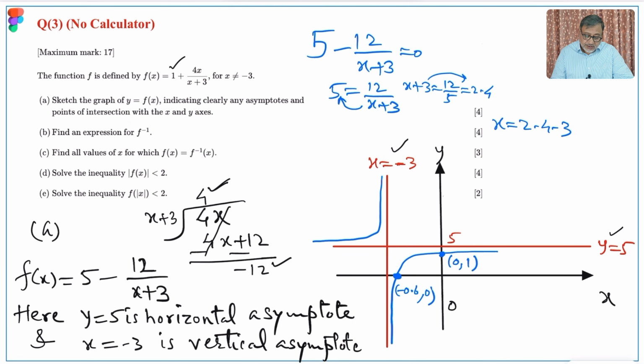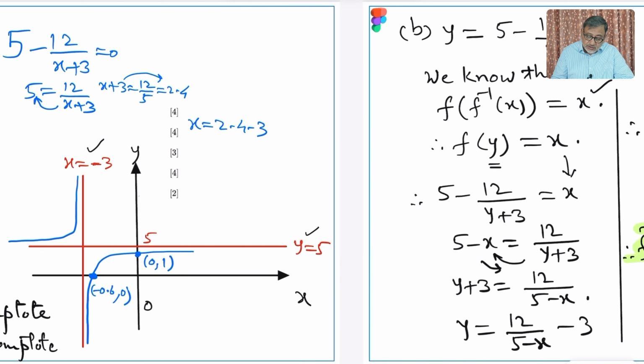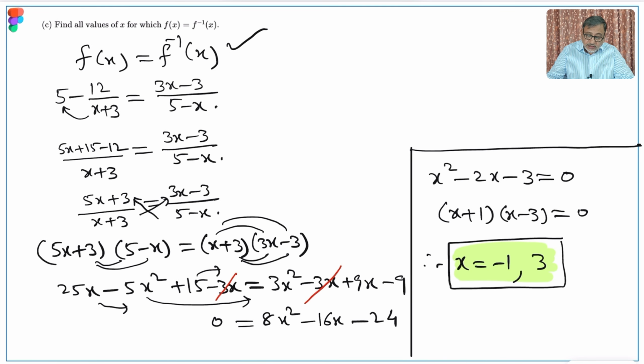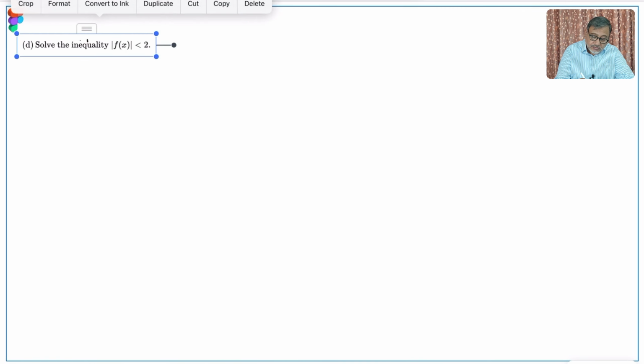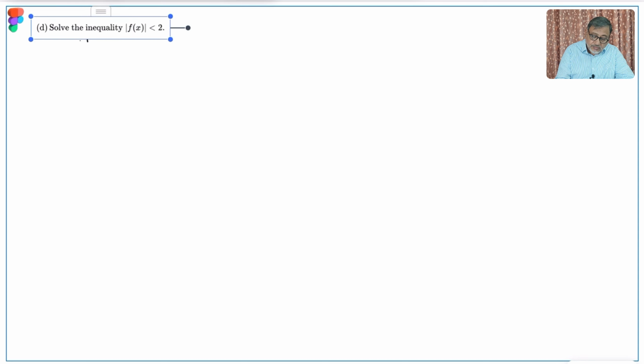Now the D part of it. The D part says, solve the inequality modulus of f(x) is less than 2. Modulus of f(x) is less than 2. Let me copy it here.